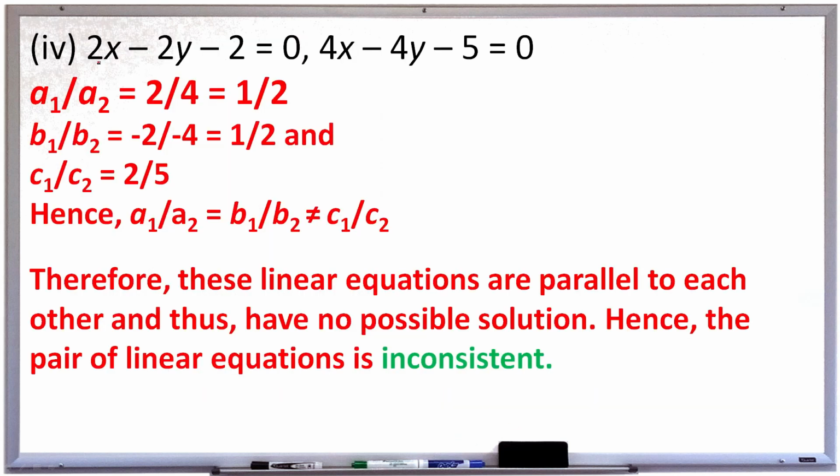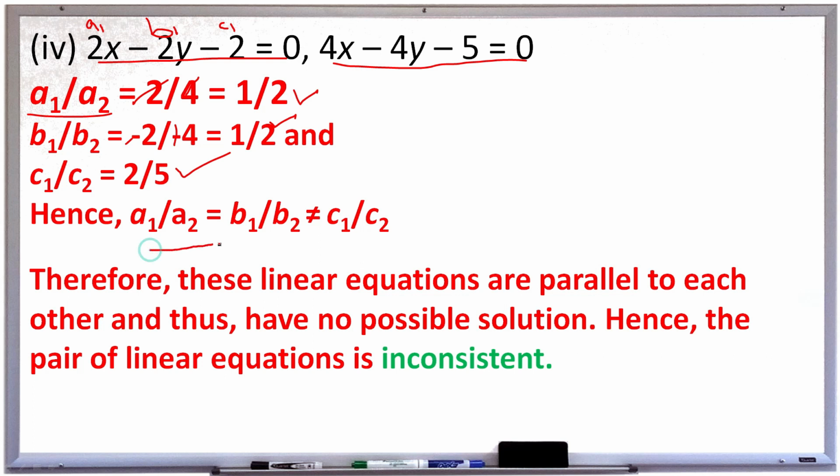Fourth one, again 2x minus 2y minus 2 is equal to 0, 4x minus 4y minus 5 is equal to 0. Again we are going to compare the values. A1, this is A1, this is B1, this is C1. The same way here A2, B2, C2. A1 by A2, 2 by 4. If you simplify, you will get 1 by 2. B1 by B2, if you simplify, minus minus you can cancel. So 2 by 4 is equal to 1 by 2. And C1 by C2, we are getting 2 by 5.